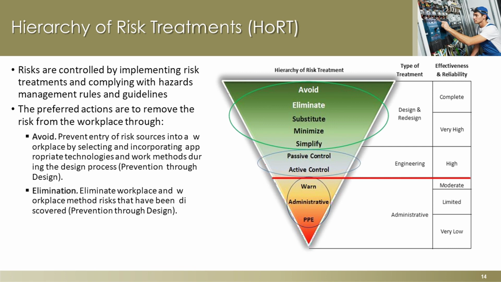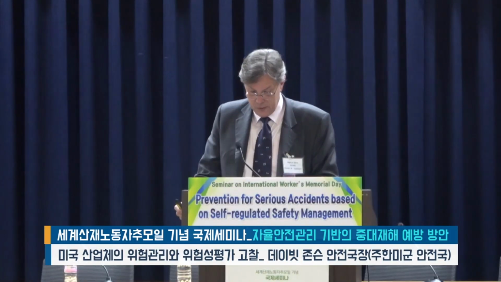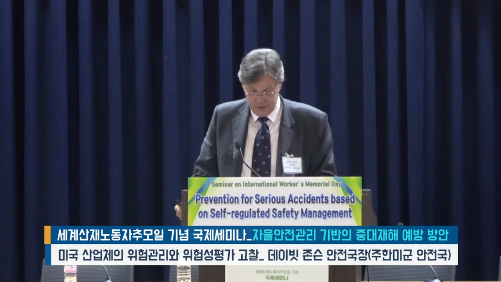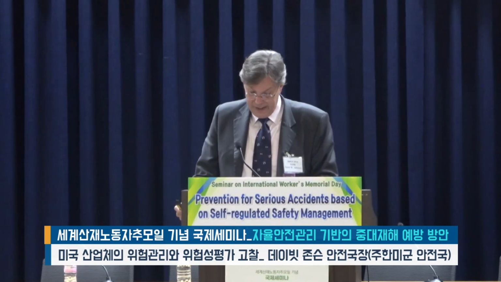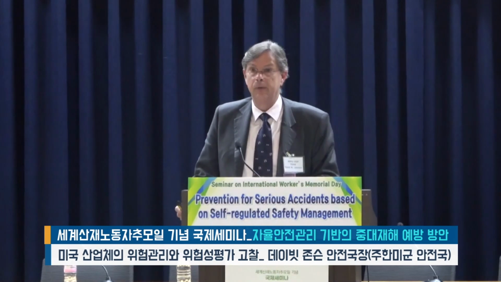Now that we understand the sources of risk and how they impact operations, we must also understand how these risks can be controlled or treated. Risks and hazards are controlled by implementing a hierarchy of risk treatments. As the diagram on the right shows, the most effective and reliable controls are at the top and the least effective are shown at the bottom. The preferred action for any risk is to remove the risk from the workplace. This is best done through avoidance.